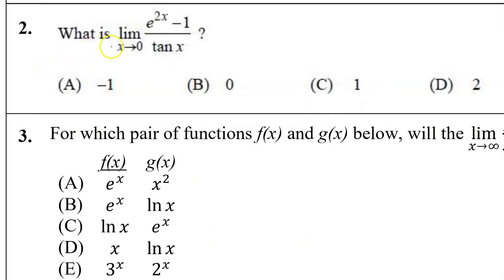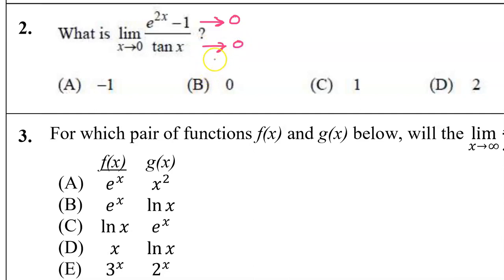Problem number 2. What is the limit as x approaches 0 of this expression? Let's see what would happen if we tried to do direct substitution. If I let x equal 0, then I have e to the 0 power. And e to the 0 power is 1, then we have 1 minus 1, which is 0. So the numerator here would be 0. What if I let x be 0 in the denominator? Well, the tangent of 0 is also 0.